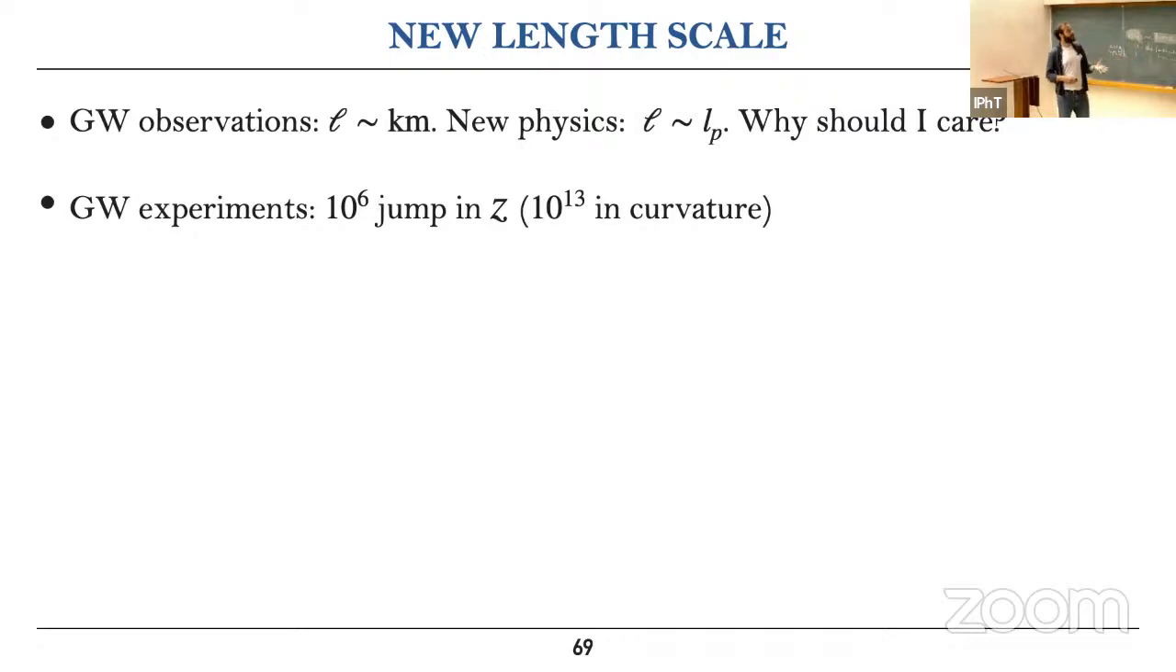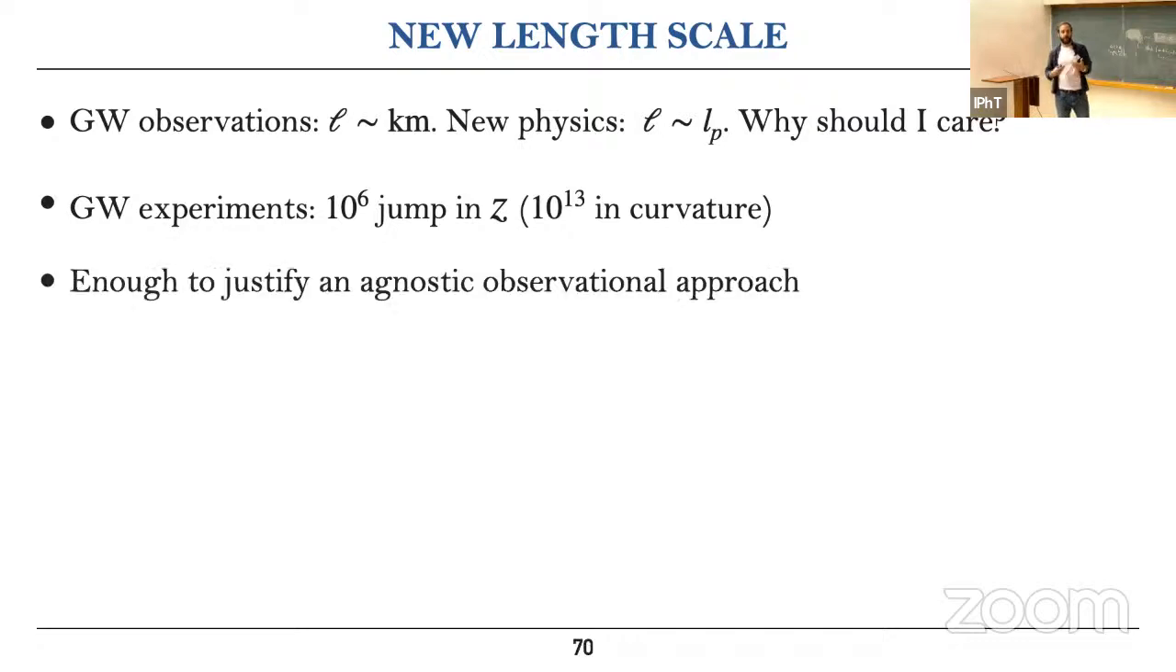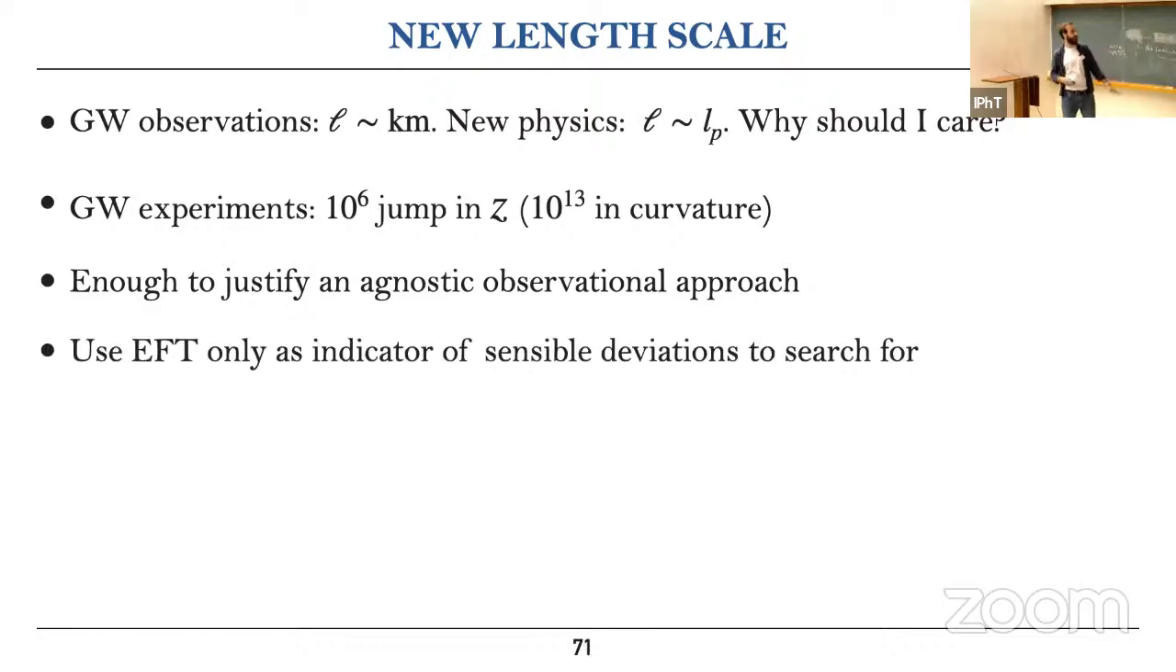But the point is that the gravitational wave experiments made a jump of 6 orders of magnitude in the redshift and 13 in the curvature compared to any other previous experiment. It's a huge gap in the strength parameter of your theory. So from an experimental point of view, this huge jump in the parameter space of your theory is enough to justify an agnostic observational approach and try to search for these deviations. And we use effective field theory just as an indicator of an infinite parameter space of things that we could search for in the data.